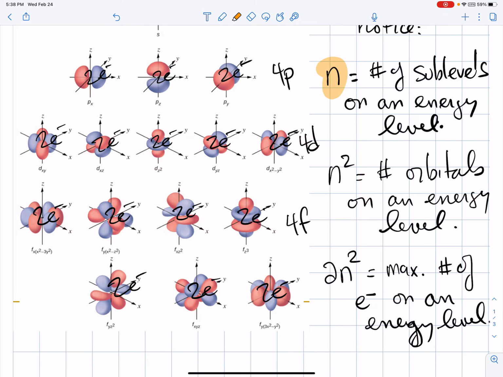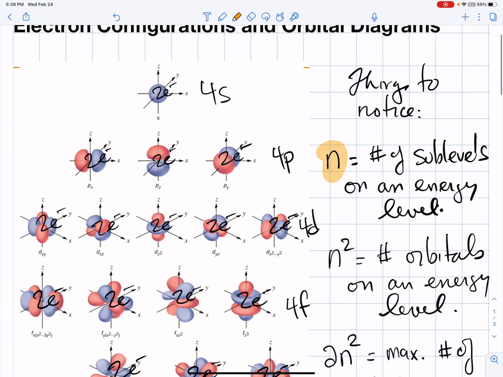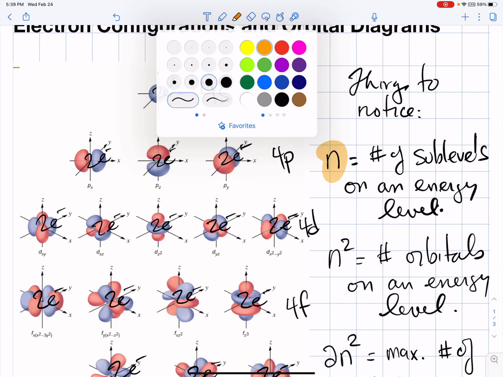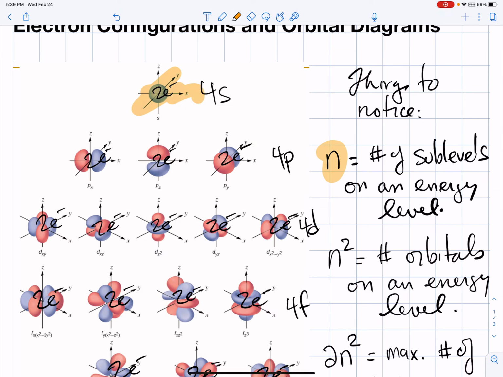But if you're on level 2, energy level 2, the n is equal to 2. So 2 squared gives me 4. So there would be 4 orbitals in energy level 2. Which are the 4 orbitals? Well, one of them is the 2s orbital, and the next 3 are the 2p orbitals. Right? So there's 4 orbitals total on level 2.